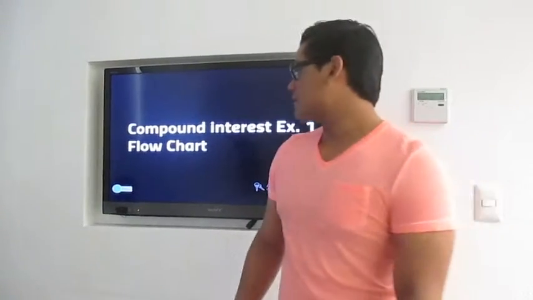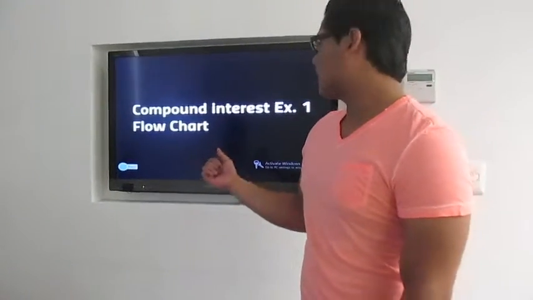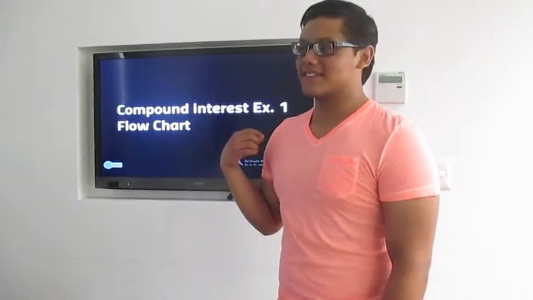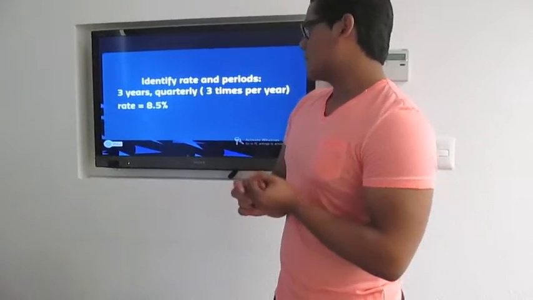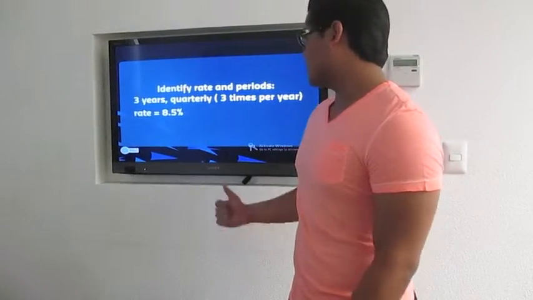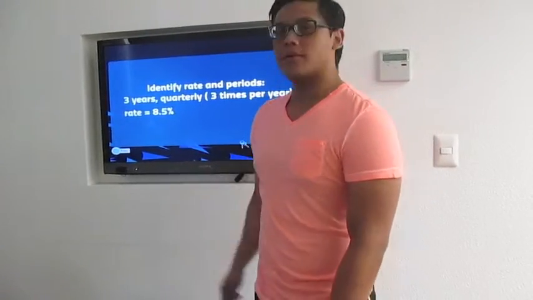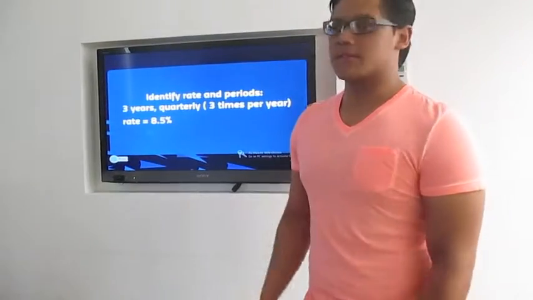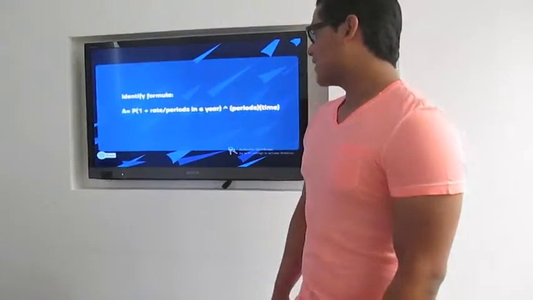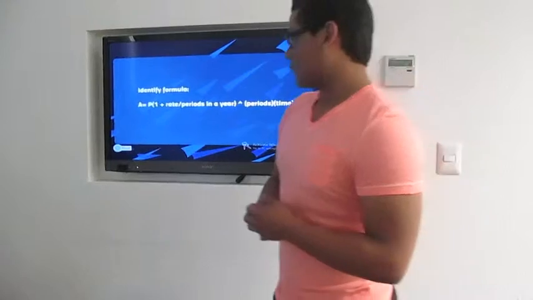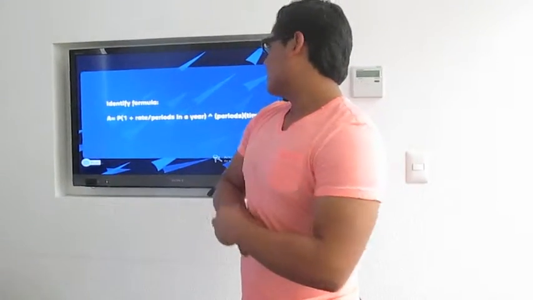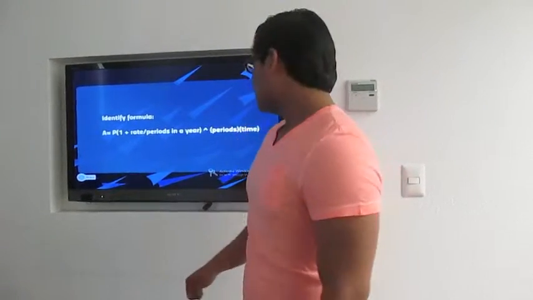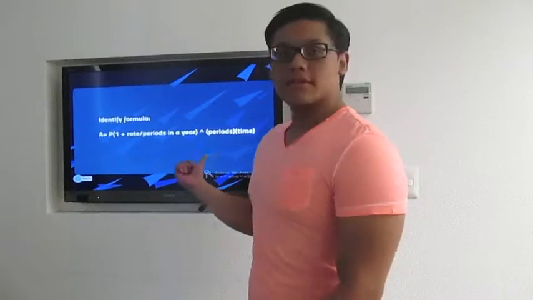Okay, we're going to present the flowchart for the compound interest exercise 1. First, we have to identify the rate and the periods: 3 years, quarterly, 3 times per year, and the rate is equal to 8.5%. After, we have to identify the formula: A equals P times 1 plus the rate, that is 8.5%, divided by the periods in a year, to the power of period times time.